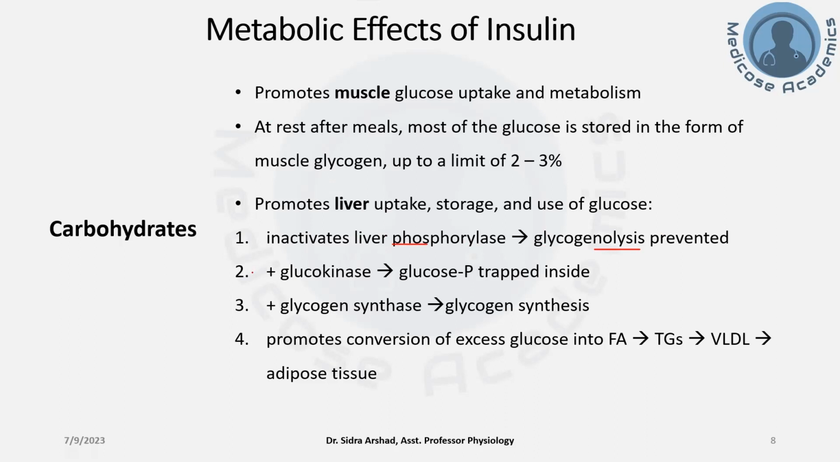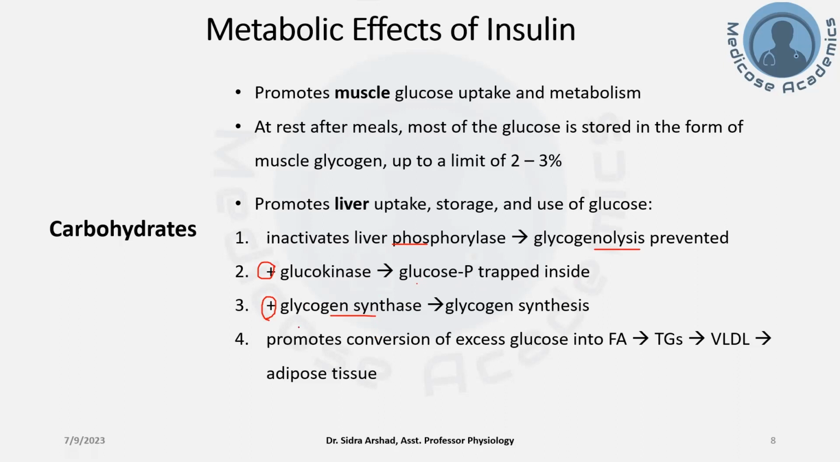It also increases or stimulates the activity of glucokinase, which is an enzyme which converts glucose into glucose phosphate. In this way, when the glucose is converted into glucose phosphate, it is trapped inside of the cell and is not going to move out. So this glucose is now available to undergo glycolysis or to be stored in the form of glycogen. It also increases the activity of glycogen synthase. This is an enzyme which is involved in the synthesis of glycogen. The activity of this enzyme is increased by insulin.